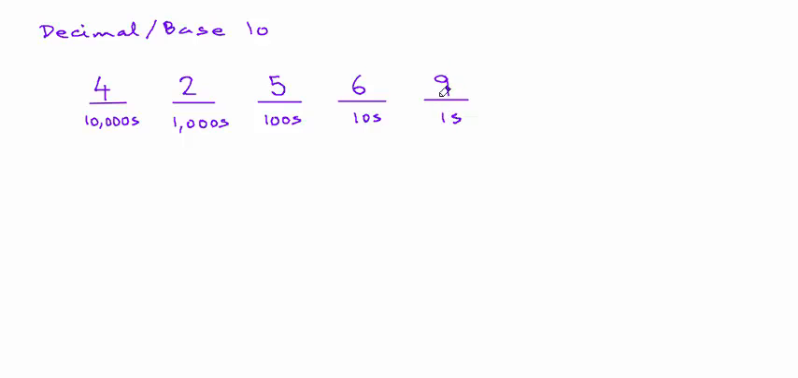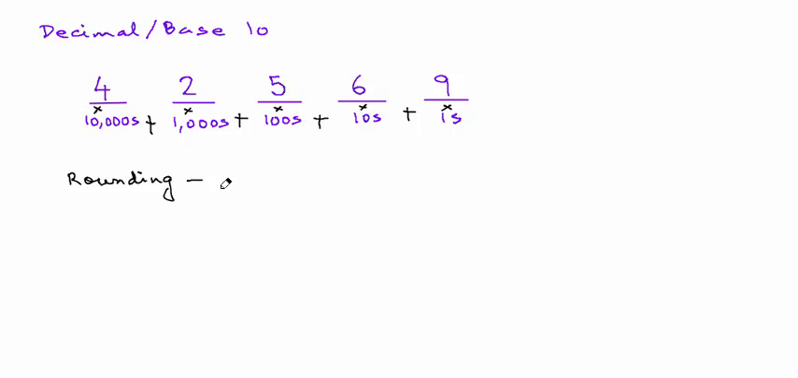And the value of the number is what you get when you multiply each one of the digits with its respective place value and add them up. So we say this number is 4 10,000s or 40,000, another 2,000, that makes it 42,569.